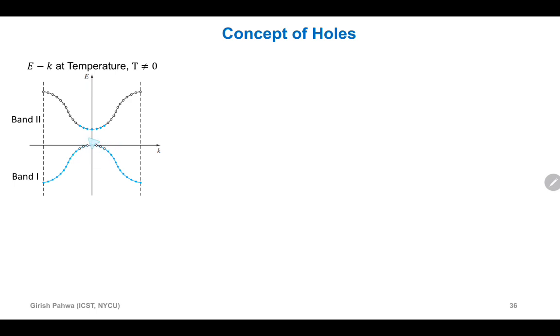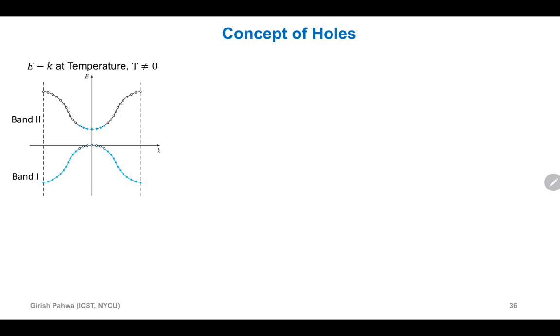So only the electrons near the top might be missing at some non-zero temperature, depending on how high the temperature is. If the temperature is very high, a lot of electrons will be missing. If it's not that high, a few electrons will be missing. But the fact is, there will be some empty states here, and the states in the next band, band number 2, will become filled.